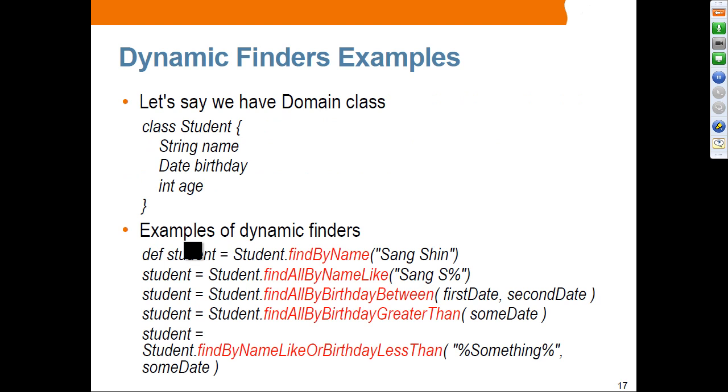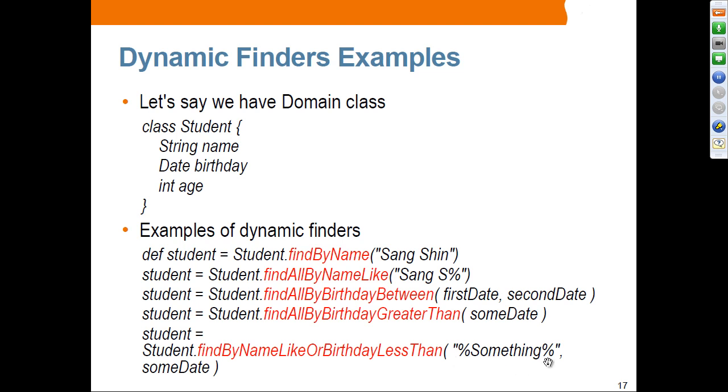So let's say we have a domain class that has three properties like a name, birthday, and age. And then you can call a dynamic method, for example, find by name. So you can actually use the names of the properties. Find by name, find all by name like, find all by birthday between, find all by birthday greater than, or you can actually have multiple, or birthday less than something.